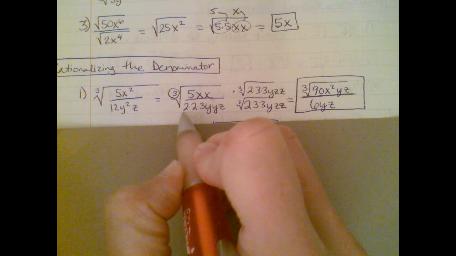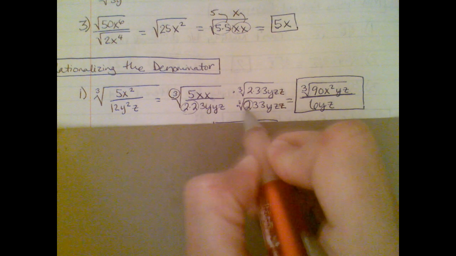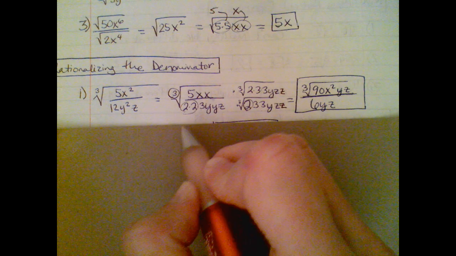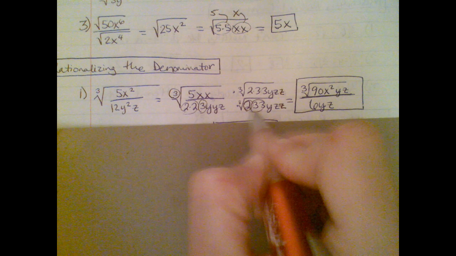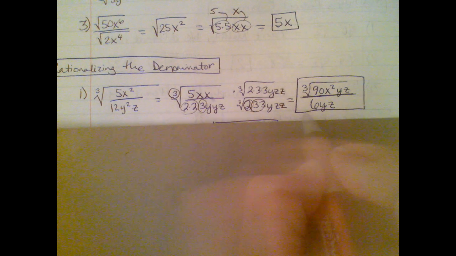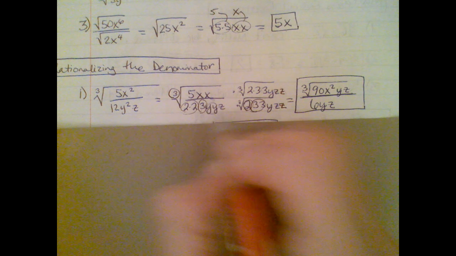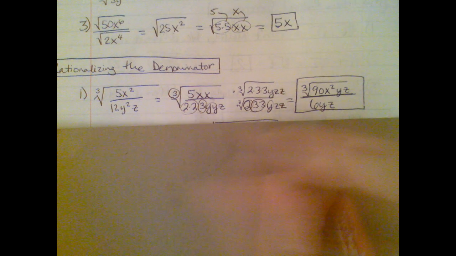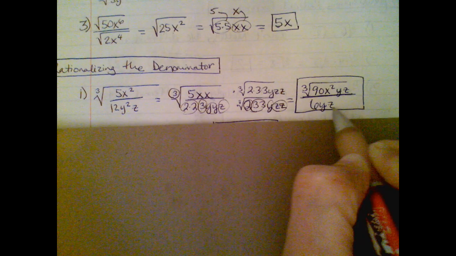No more radical. So we have a group of 3 2's, so we can bring out a 2. A group of 3 3's, so we can bring out a 3. That's how we're getting that 6. We have a group of y's, so we have that y. And then a group of z's, so that's how we get that z.